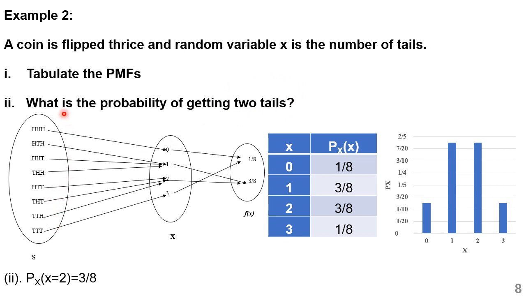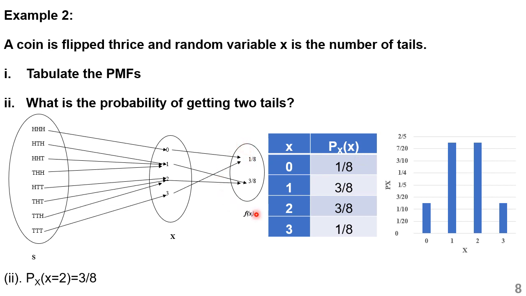So here we have 8 possible outcomes in the sample space: HHH, HHT, HTH, THH, HTT, THT, TTH, and TTT. They are mapped to x here. HHH is mapped to 0, TTT is mapped to 3. When there is 1 tail, it is mapped to 1. When there are 2 tails, it is mapped to 2. So the different values x can take are 0, 1, 2, 3. This is written here.